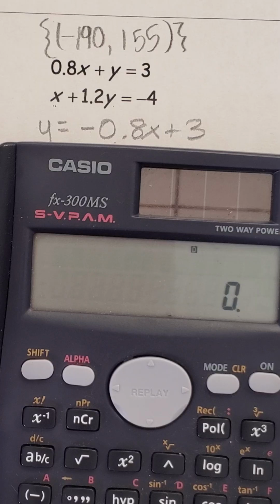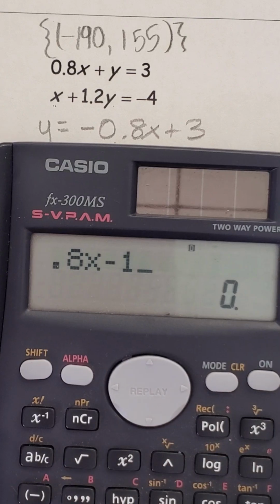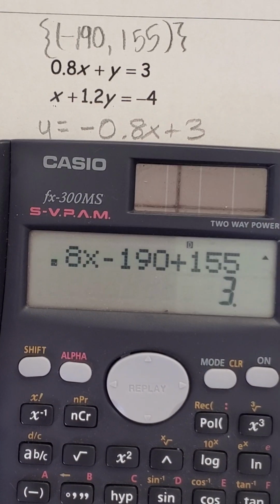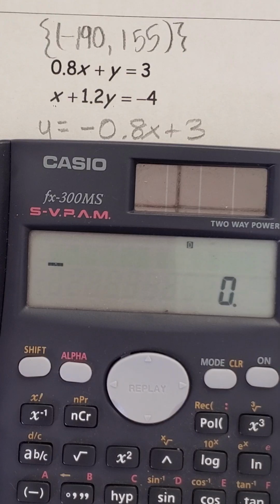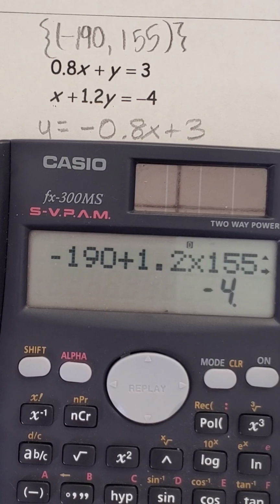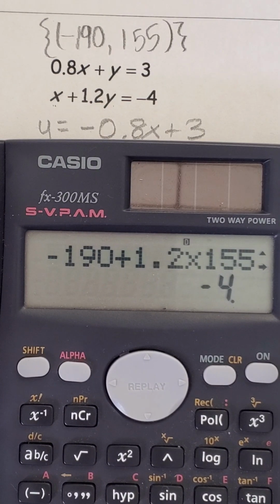So I take 0.8 times -190 plus 155, and of course I'm hoping for that 3. I've got it. Now I do the other one, -190 plus 1.2 times 155, and we're hoping for that -4. That's how I know that my solution is correct. And that's the end.